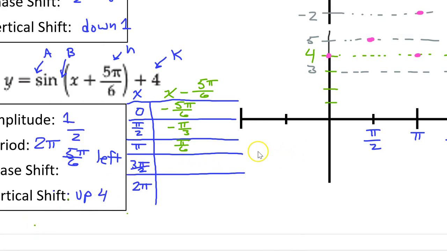Alright, so I have to do 3 pi over 2, my next one, minus 5 pi over 6. And again, I have to do these by 3's. So that's going to give me 9 pi over 6 minus 5 pi over 6. So that's going to be 4 pi over 6, but this reduces down to 2 pi over 3.